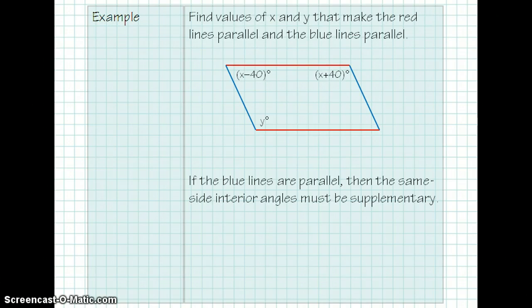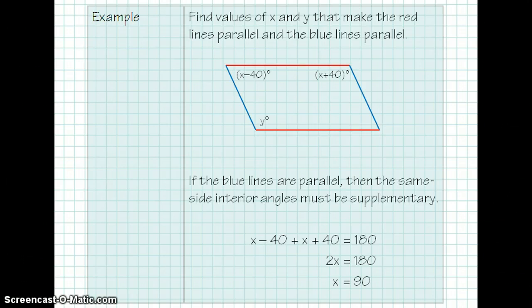So if the blue lines are going to be parallel, then same side interior angles must be supplementary. Okay, so they're going to have to add up to 180. So I set up an equation: x minus 40 plus x plus 40 equals 180. And then I combine my like terms, and so my minus 40 and plus 40 are going to cancel out. And so I'm left with 2x is equal to 180, which means x is going to be 90.